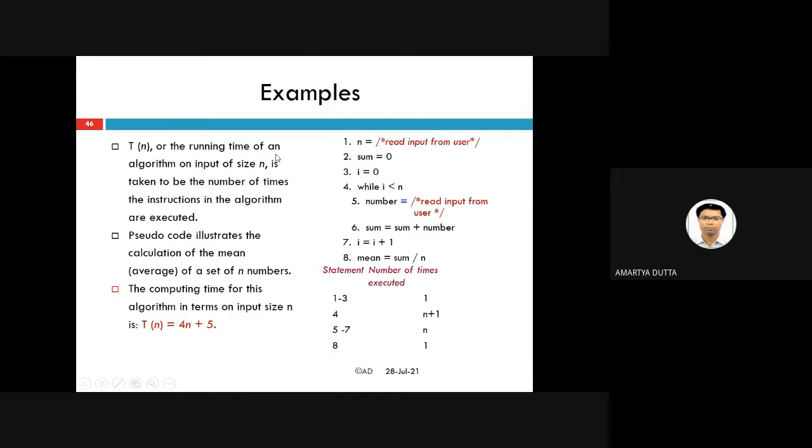So why 4n? Can you identify why this is 4n? Sir, because lines 5, 6, and 7 take n, and also line 4 takes n. Yes. So these 3 lines, 5 to 7, will take 3n, plus line number 4, it will take 1n. That is total 4n plus 5. Is it clear?